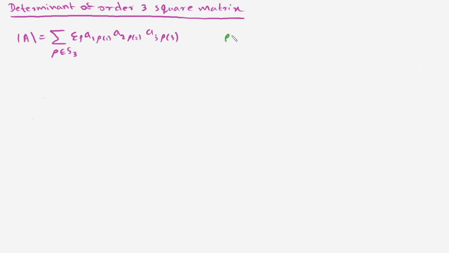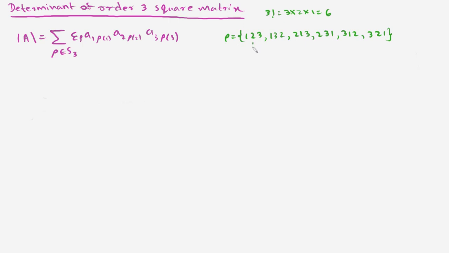So the permutation set is, let me write the permutation sets again. We know that the order is 3, so there will be 3 factorial permutations, which is a total of 6 permutations. So 1 2 3, 1 3 2, 2 1 3, 2 3 1, 3 1 2, and 3 2 1. So those are the permutation sets.